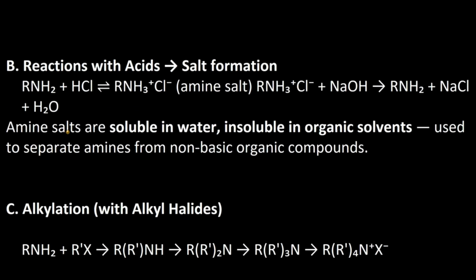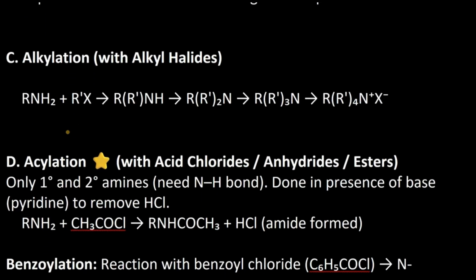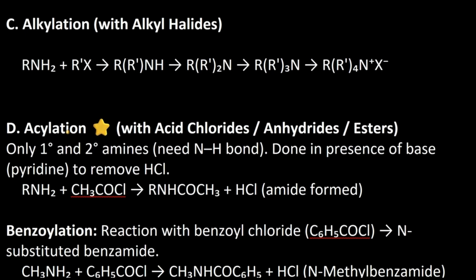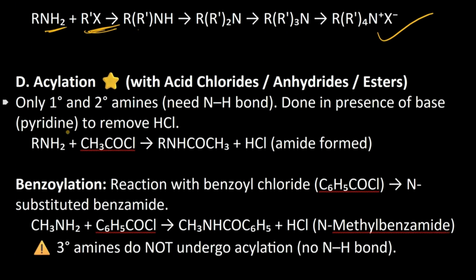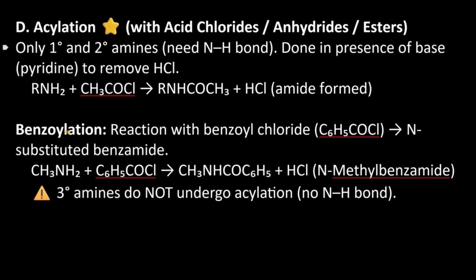Then the reactions. Reaction with acid will produce salt plus water. The amine salts are soluble in water and insoluble in organic solvents. And alkylation. In alkylation, amines react with an R-X group, and one of those hydrogens will get replaced by the R group, the R group from the alkyl halide, like we saw in the Hofmann ammonolysis. Then acetylation with acid chlorides or anhydrides or esters, only the primary and secondary amines will react, because in tertiary amine I don't have a hydrogen in it.